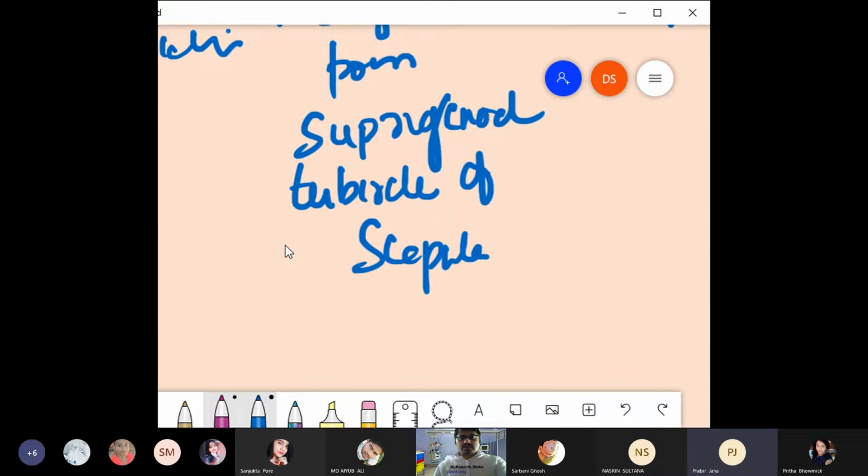So this is the location from where the long head of the biceps brachii originates, right. Now coming to the short head.